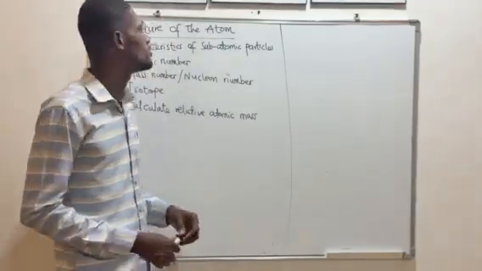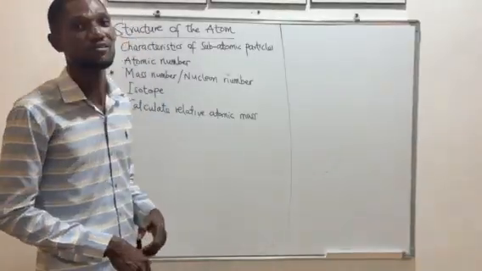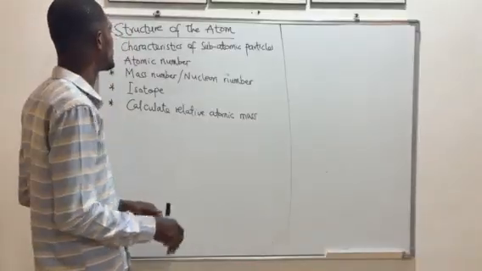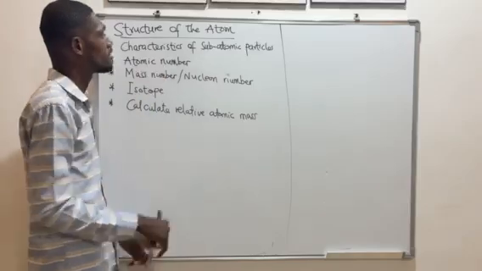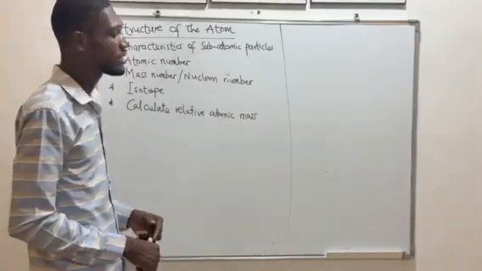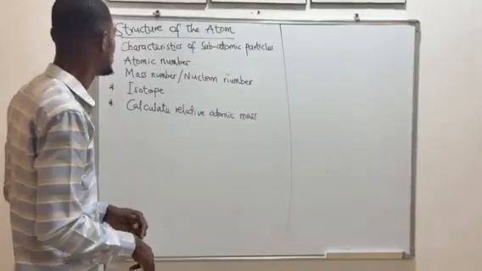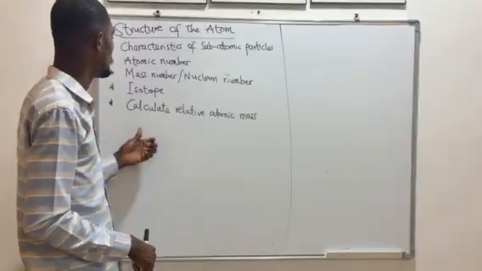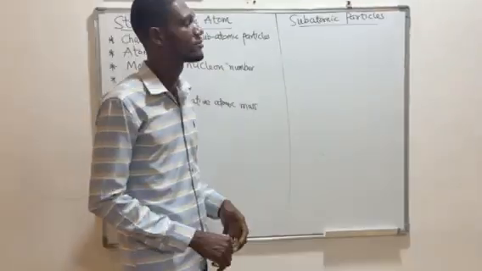Today we are going to look at a fundamental topic in chemistry called the structure of the atom. Under the structure of the atom, we are going to look at the characteristics of subatomic particles, the atomic number, and what the mass number or the nucleon number is. And then we'll also look at what an isotope is and how to calculate the relative atomic mass.